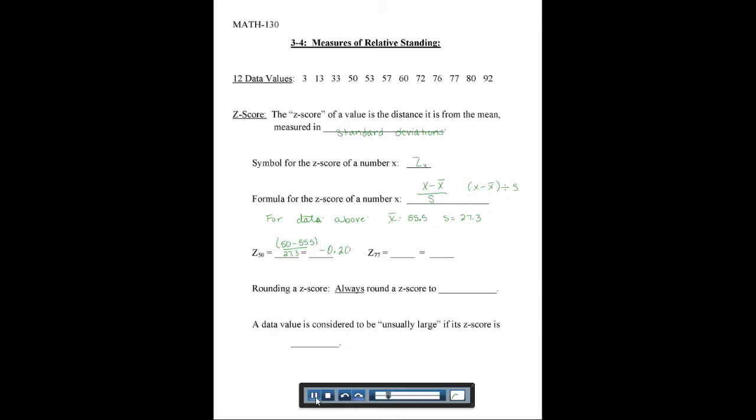Okay, next we want to find the z-score of 77. So we would take 77 minus 55.5, the mean, over the standard deviation, 27.3. Okay, and if you put that into your calculator, you get 0.79. Okay, and as I said, we always round a z-score to 2 decimal places.